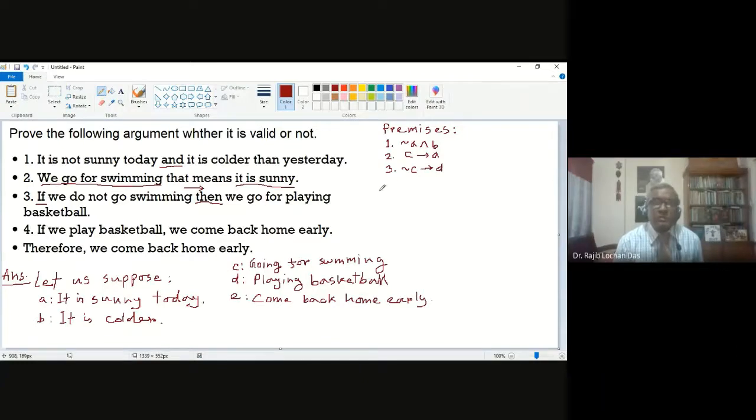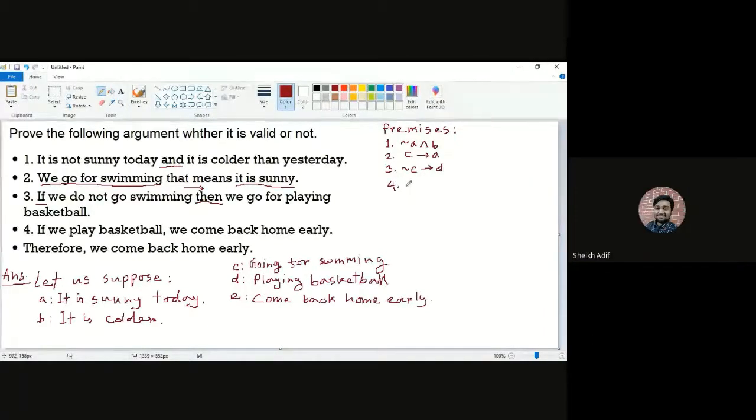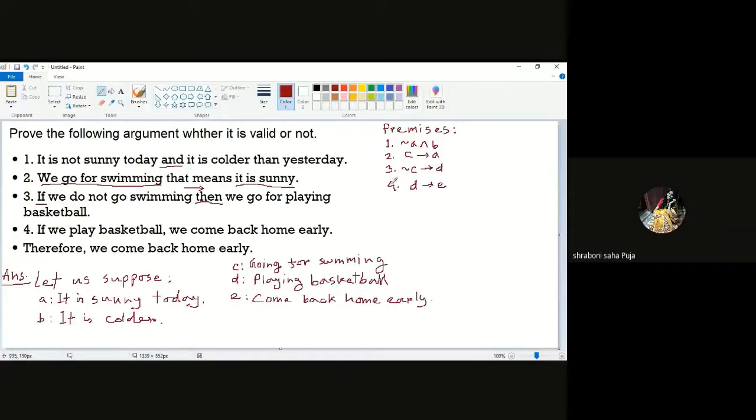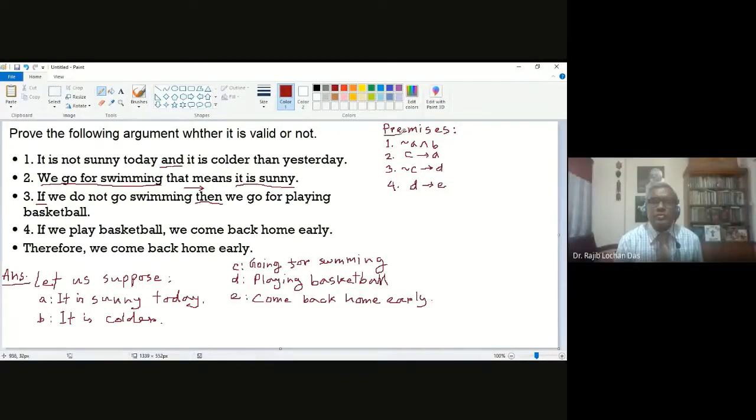So what is the fourth fact? Fact number 4 is also an implication: if D, then take a step E. D implies E. Yes, it is also simple to understand because if and then are used. So D implies E. So you have these 4 statements in the premises.